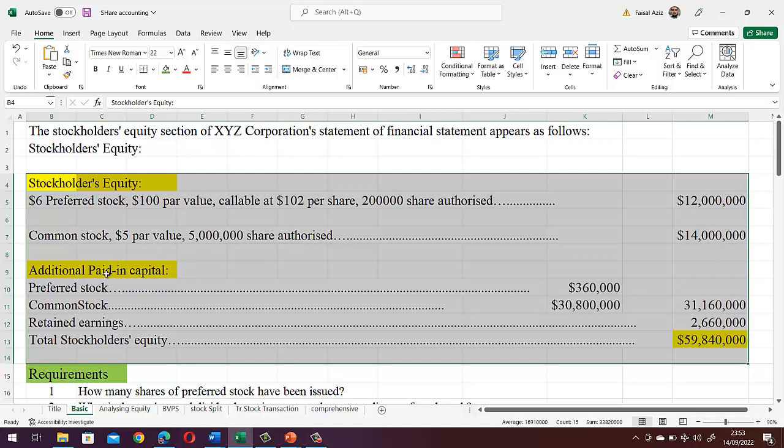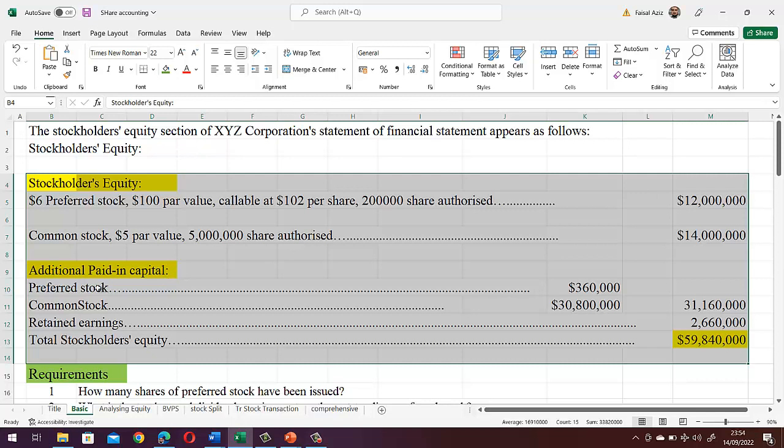Now, the next heading mentions additional paid in capital. Additional paid in capital means that sometimes companies sell their stock at a price which is more than their face value, because of the company's standing in the market. If a company is a good company and is enjoying a good reputation in the market, the company can claim some extra premium.